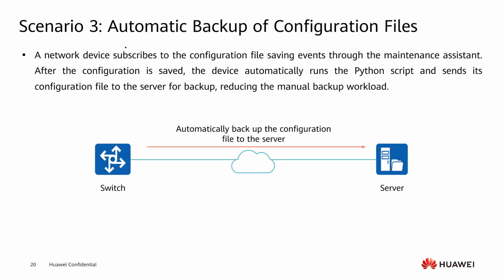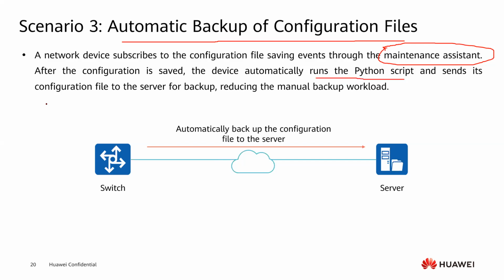Third scenario, automatic backup of configuration files. The network device subscribes to configuration file saving events through the maintenance assistant. You can have the maintenance assistant on your device. After the configuration is saved, the device automatically runs the Python script and sends its configuration file to the server for backup, reducing the manual backup workload.